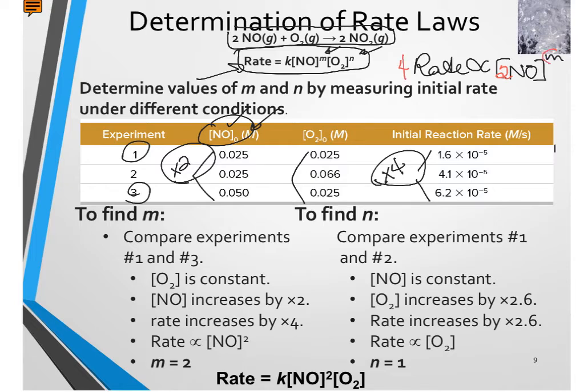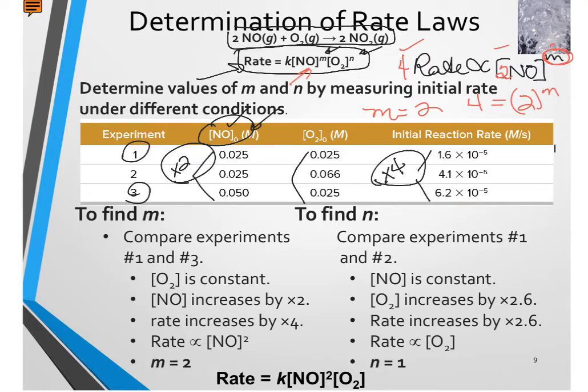So what does m, the order or the exponent, have to be? You can think of it, simplify it: 2 to the m equals 4, right? Because we're just looking at the changes we made. So what does m have to be for this to be true? m has to be 2. So it is, in fact, second order with respect to nitrogen monoxide.